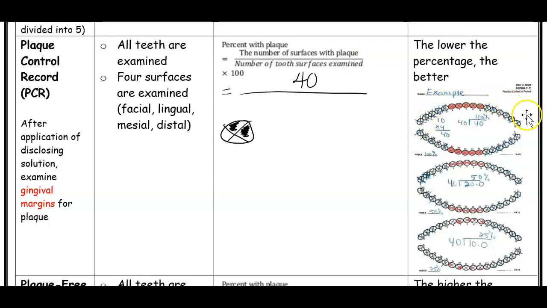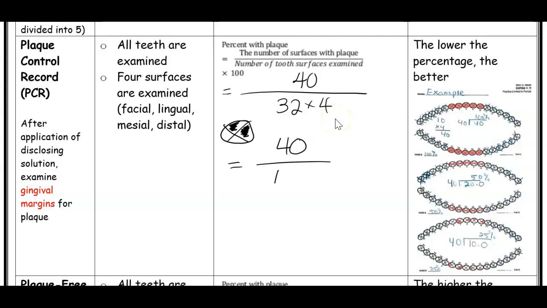Then you divide it by the number of tooth surfaces examined. So let's say I examined all dentition, all 32 teeth. If I examined all 32 teeth, then you take 32 and multiply it by 4. The reason I'm multiplying by 4 is because there are 4 areas I'm assessing per tooth. So let's do this. You got 40.